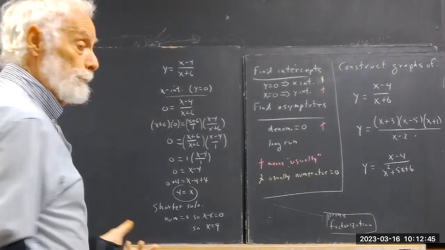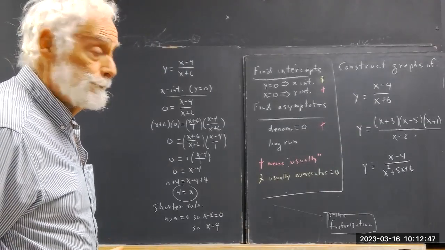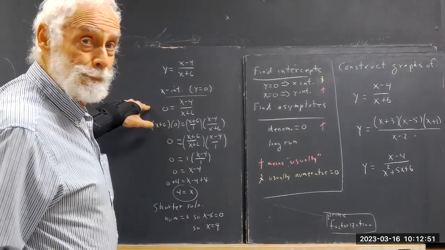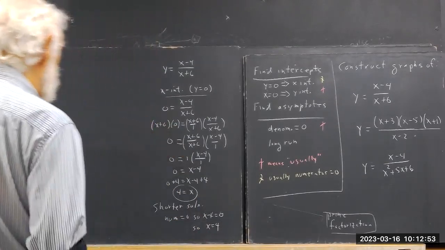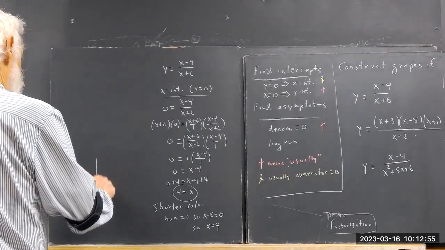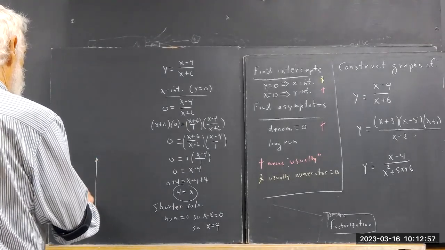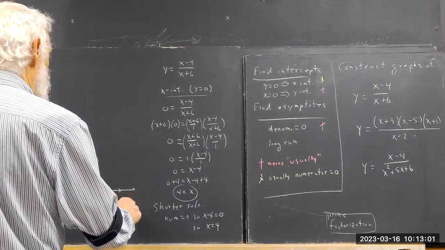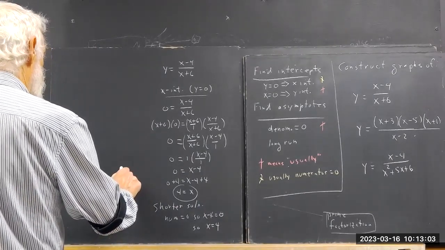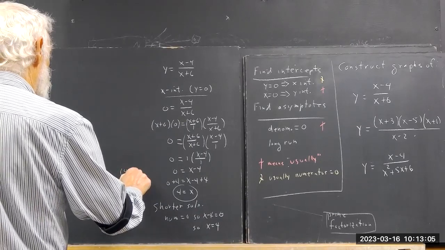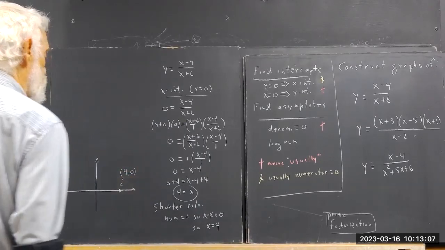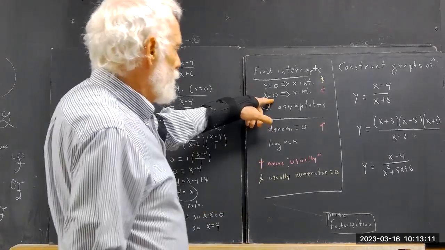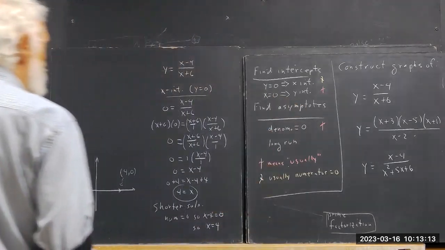Now, that tells us something about the graph. It tells us when x is 4, y is 0. So here's our graph. Here's the point (4, 0). Next one, we find the y-intercept.